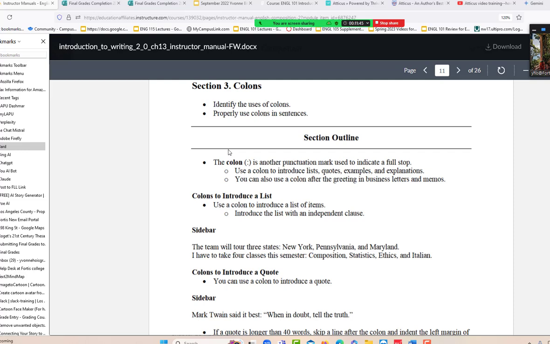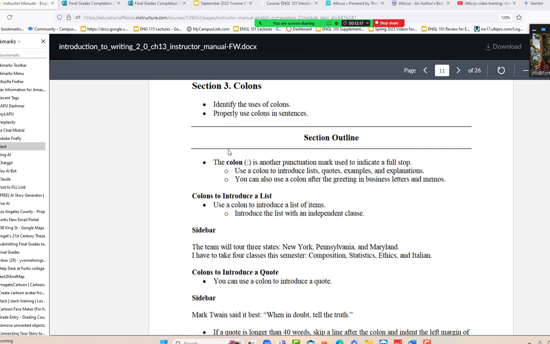Colons to introduce a list. Use a colon to introduce a list of items. Introduce the list with an independent clause. This team will tour 3 states, colon, New York, comma, Pennsylvania, comma, and Maryland. I have to take 4 classes this semester, colon, composition, comma, statistics, comma, ethics, and Italian.